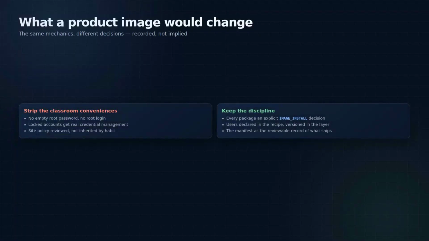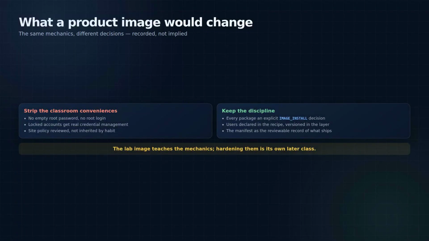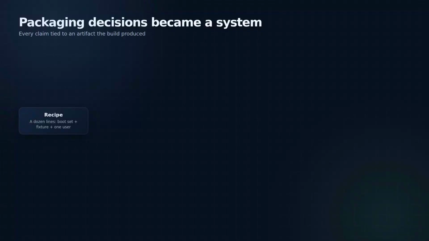Before closing, the honest counterpart to everything we just enjoyed. The conveniences that made the boot pleasant, empty root password, root login, our classroom policy, appended by this workspace, and a product image strips them. Real credential management, locked accounts done deliberately, site policy reviewed instead of inherited by habit. What a product keeps is the discipline. Every package an explicit install decision. Users declared in the recipe, the manifest as the reviewable record of what ships. The lab image exists to teach the mechanics safely. Hardening those mechanics properly is its own class later in the course, and the record we built today is what that class will harden.